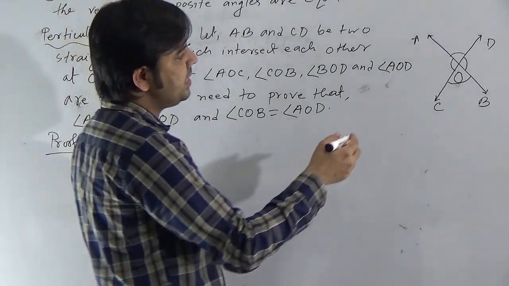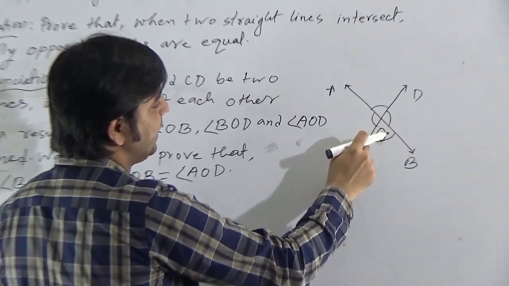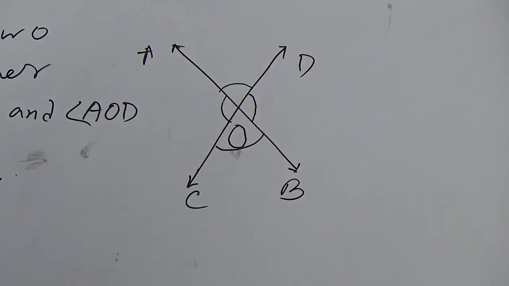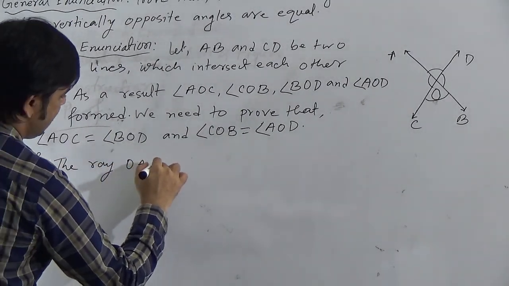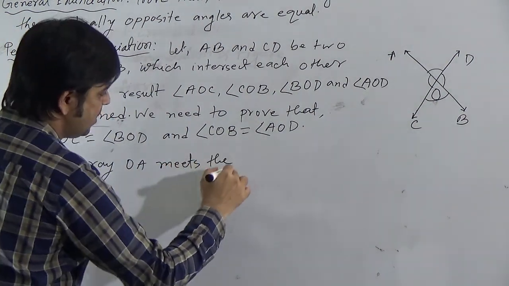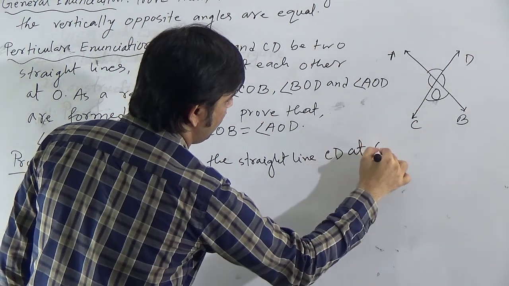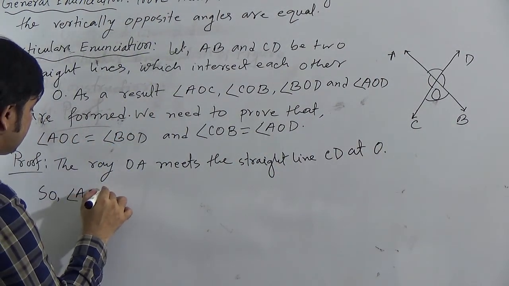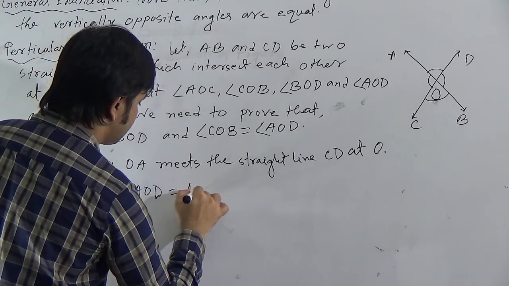The students observe the figure here. The ray OA meets the line CD at O. As a result, two adjacent angles AOC and AOD are produced, and as CD is a straight line, the sum of these two angles will be one straight angle, meaning two right angles. So we can write: the ray OA meets the straight line CD at O. So we can write angle AOC plus angle AOD equals one straight angle.